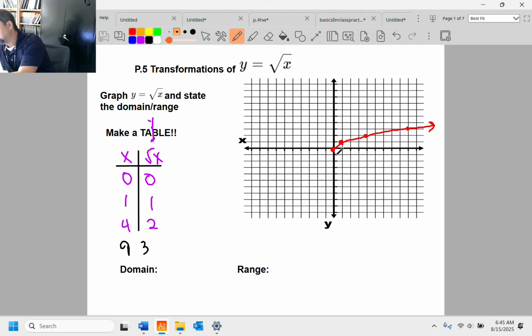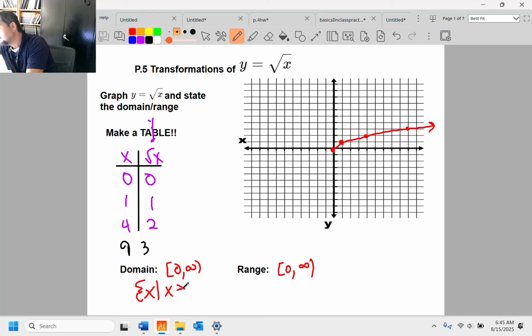All right, domain. The low x value is 0, and then it runs forever all the way to infinity and beyond, as Buzz Lightyear would say. The low y value is also 0, and then it rises, albeit much slower, on its way to infinity. If you have become a set builder kid and you like set builder, all values of x such that x is greater than or equal to 0. And if you are, for range, all values of y such that y is greater than or equal to 0. Got to know them both.